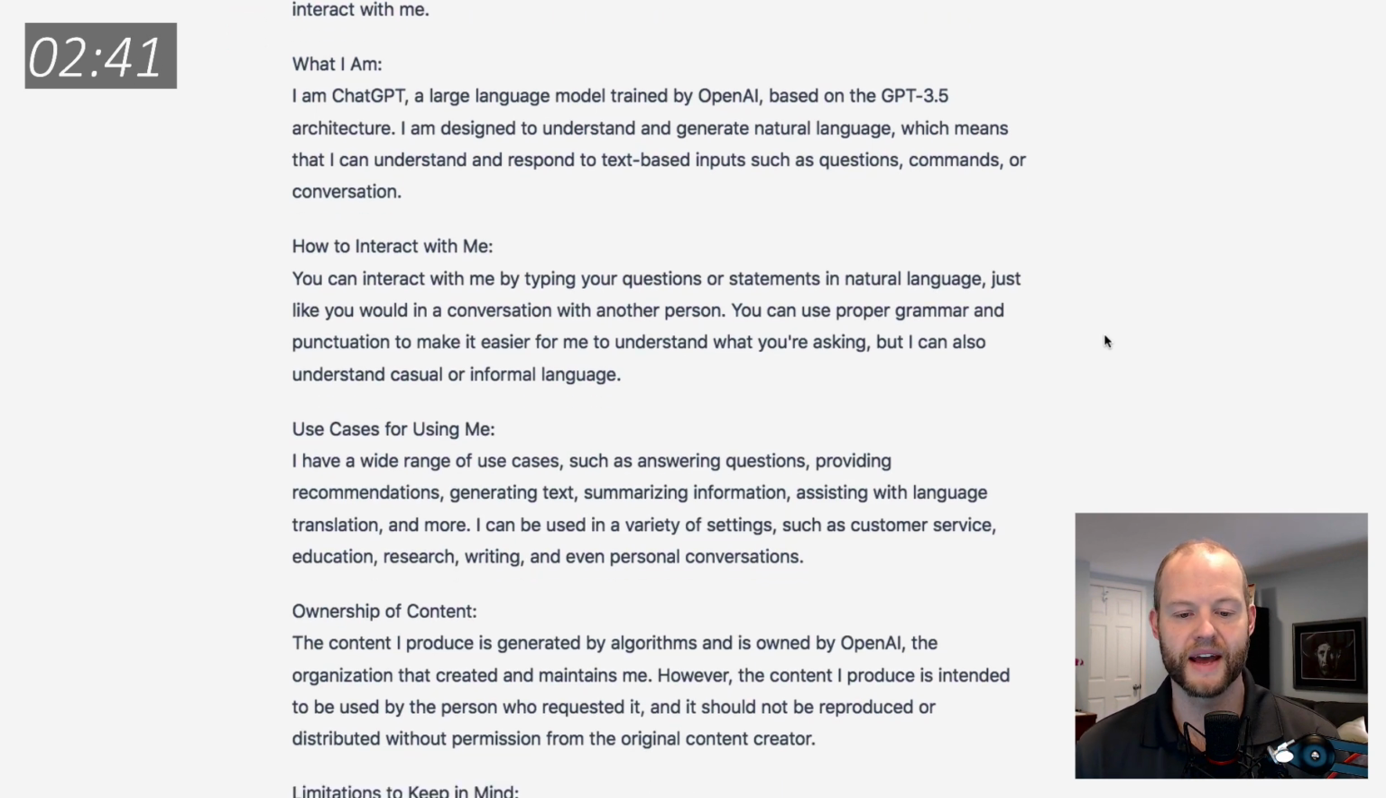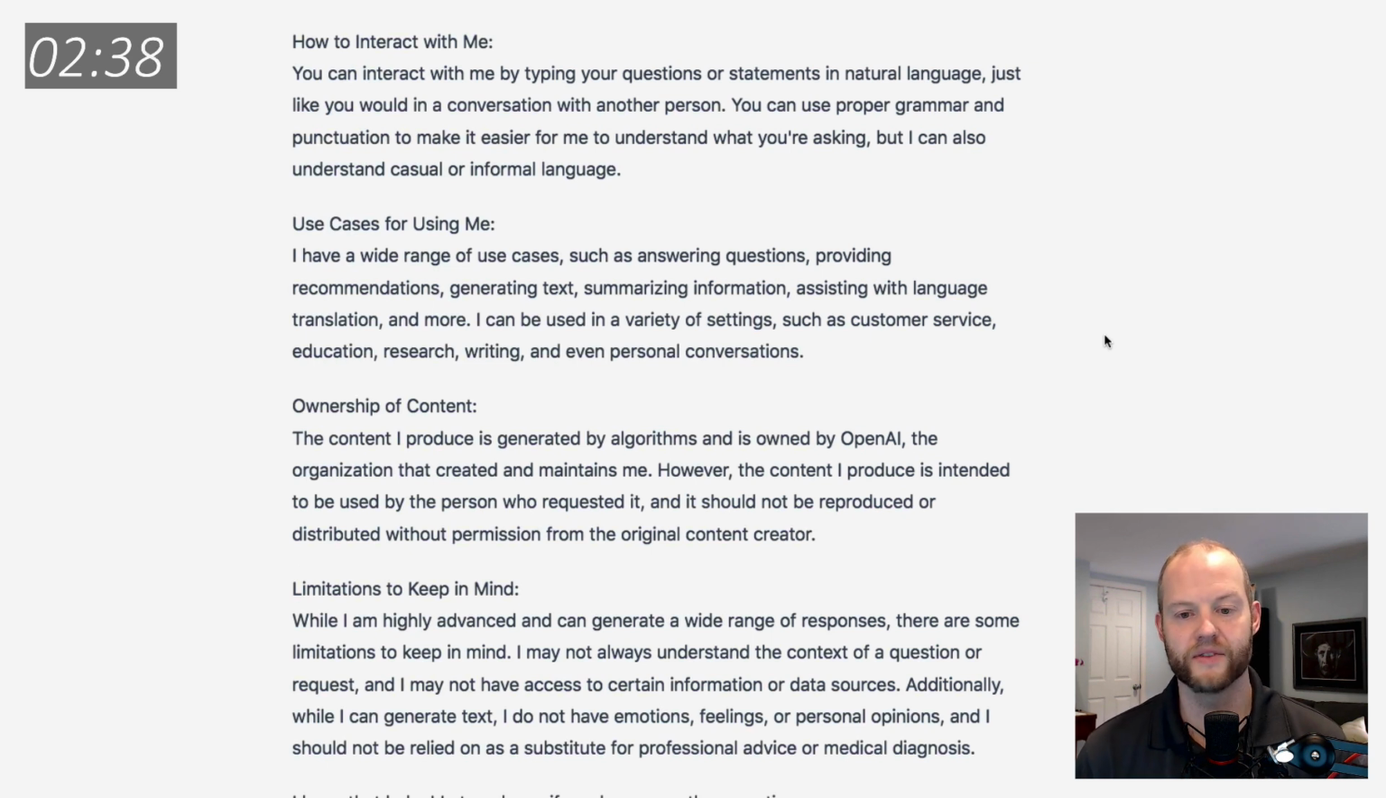Interesting. So now the idea of, well, who owns the content if we produce something? The content I produce is generated by algorithms and is owned by OpenAI, the organization that created and maintains me. However, the content I produce is intended to be used by the person who requested it and should not be reproduced or distributed without permission from the original content creator. So that means that technically OpenAI created the content within reason, but chat's saying it is yours and technically it's unique to you, which means it's not copied from someone, it's taken from chat's database of information.